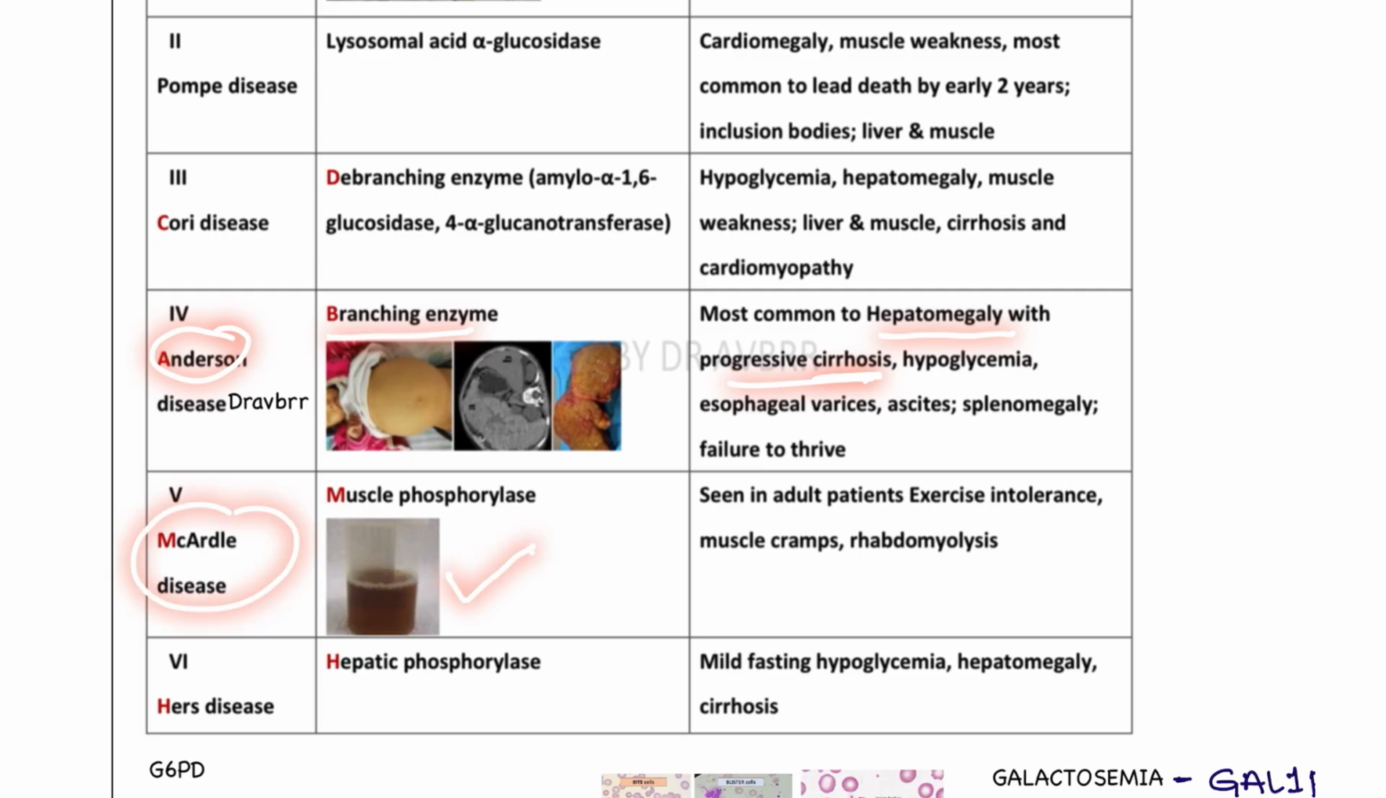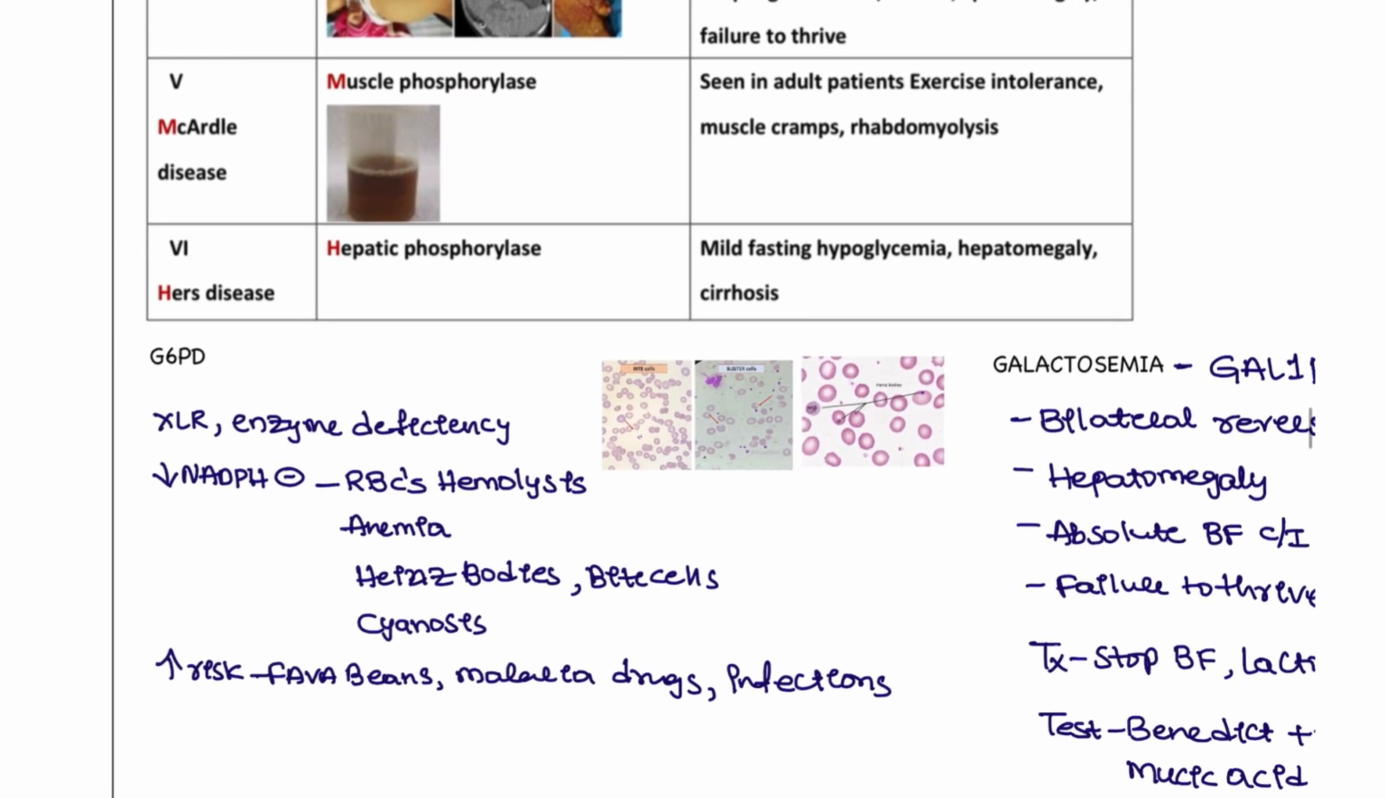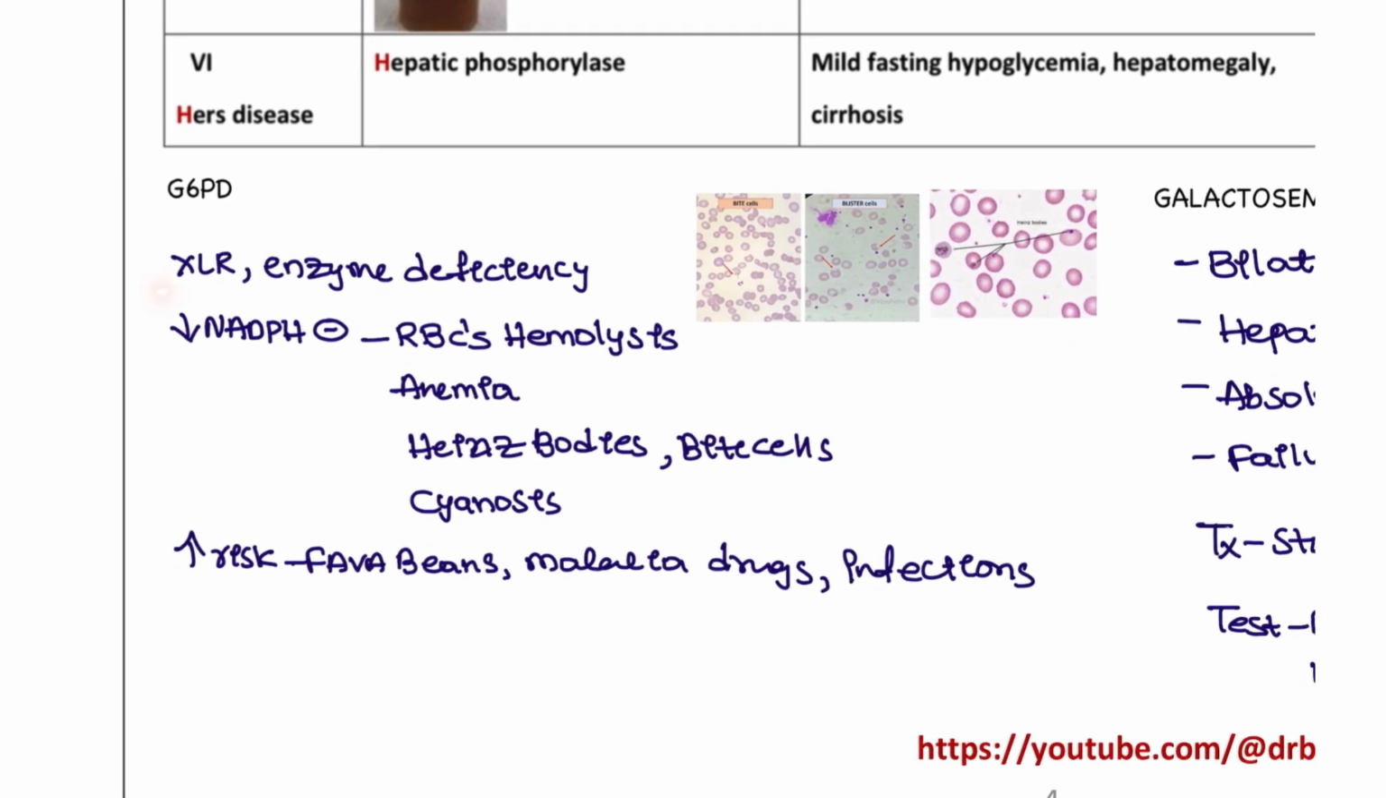McArdle's, you are going to see this kind of urine in the patients, cola or magenta colored, and also exercise intolerance. Hers disease, only the hepatic phosphorylase, with mild hypoglycemia. Next, G6PD. This is an X-linked recessive condition. The enzyme G6PD is deficient, and whenever there is decreased NADPH, oxidation will be decreased. If the oxidation decreases, the RBC is going to die.